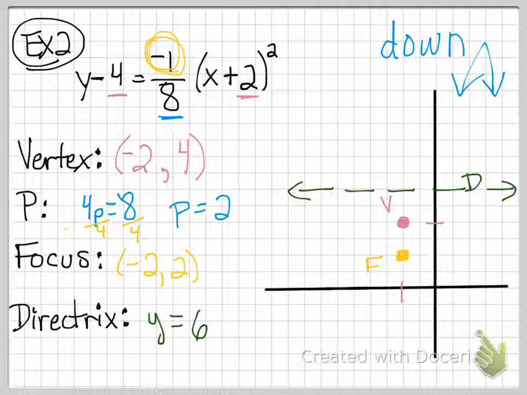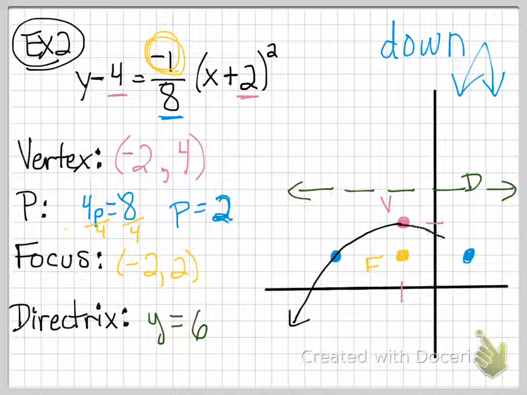Now let's find our wonderful endpoints. I have to go half my focal width, or twice p. So if p is 2, then I'm going to go a distance of 4 out from the focus. So 1, 2, 3, 4. There's one endpoint on the right. 1, 2, 3, 4. There's the second endpoint on the left. Now I can draw my parabola from my vertex down through my endpoints. If the vertex is the body of a person, the parabola is the arms, and the arms are opened that focal width. This concludes our explanation on conics.